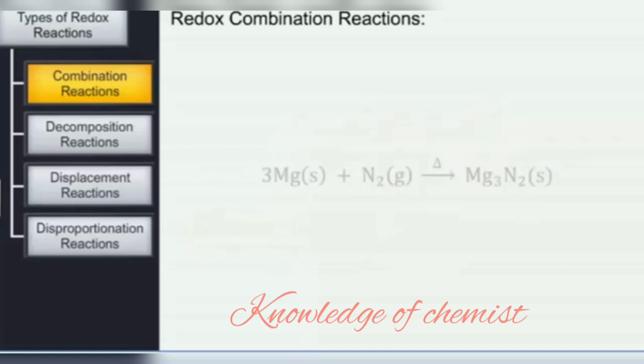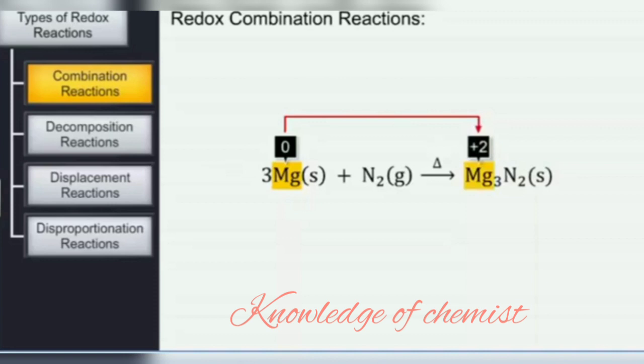In another example, magnesium reacts with nitrogen to give magnesium nitride. In this reaction, the oxidation number of magnesium changes from 0 to +2 as it oxidizes. Simultaneously, the oxidation number of nitrogen changes from 0 to -3 as it is reduced.